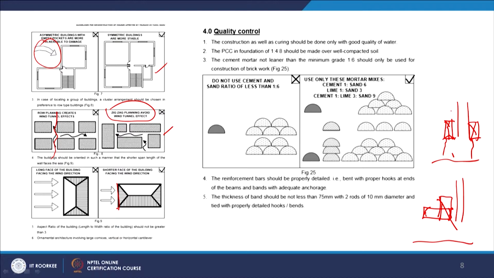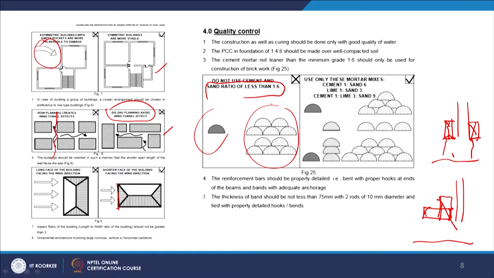Similarly, these manuals also talk about quality control. In terms of quality control, they talk about the materials and what ratios we have to include. Do not use cement and sand less than 1:6, that is, 1 part cement and 6 parts sand, so you should not use a mortar combination leaner than 1:6. It is recommended to use 1 cement and 6 sand, or 1 lime with 3 sand, or 1 cement, 3 lime and 9 sand. These are the mortar mixes which the guidelines normally recommend. At the end of the day, all these come from the proper IS codes, but these are only thumb rules.